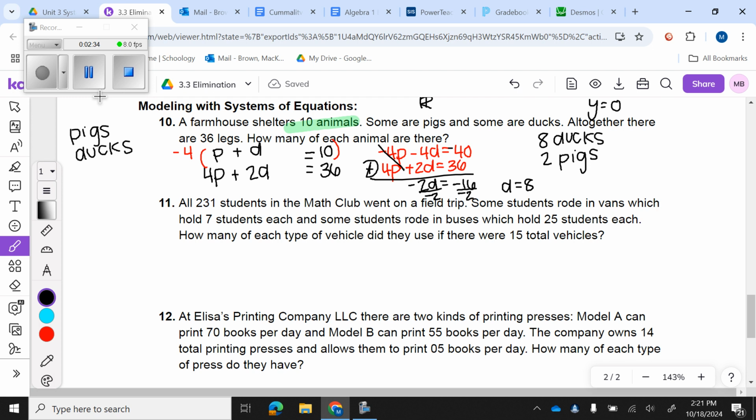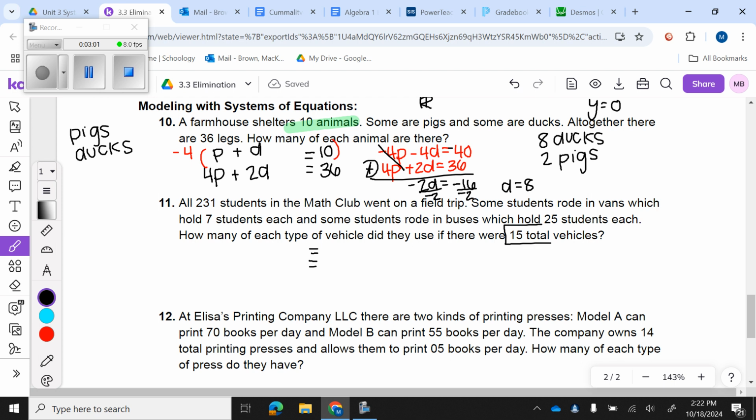Number 11, we're going to find the two things it's talking about, and then we know we need two totals because we need two equations. So I'm going to go ahead and put my two equal signs, and I got to figure out what the two things are that they're talking about. It says, all 231 students in math club went on a field trip. Some students rode in a van, which holds 7 students, and some students rode in a bus, which holds 25. How many type of vehicles did they use if there are 15 vehicles in total?